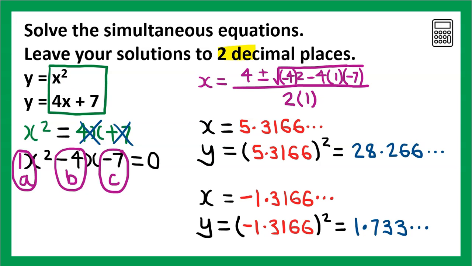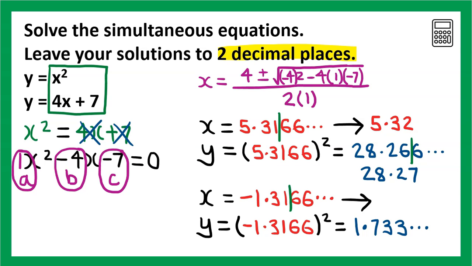We were asked to round our answers to 2 decimal places. Notice how I've left this until the end to avoid any rounding errors throughout. 2 decimal places on the first one would be 5.32, and for the y value would be 28.27, and for the other solution, negative 1.32 and 1.73. So when x is equal to 5.32, y is equal to 28.27, and when x is equal to negative 1.32, y is equal to 1.73.